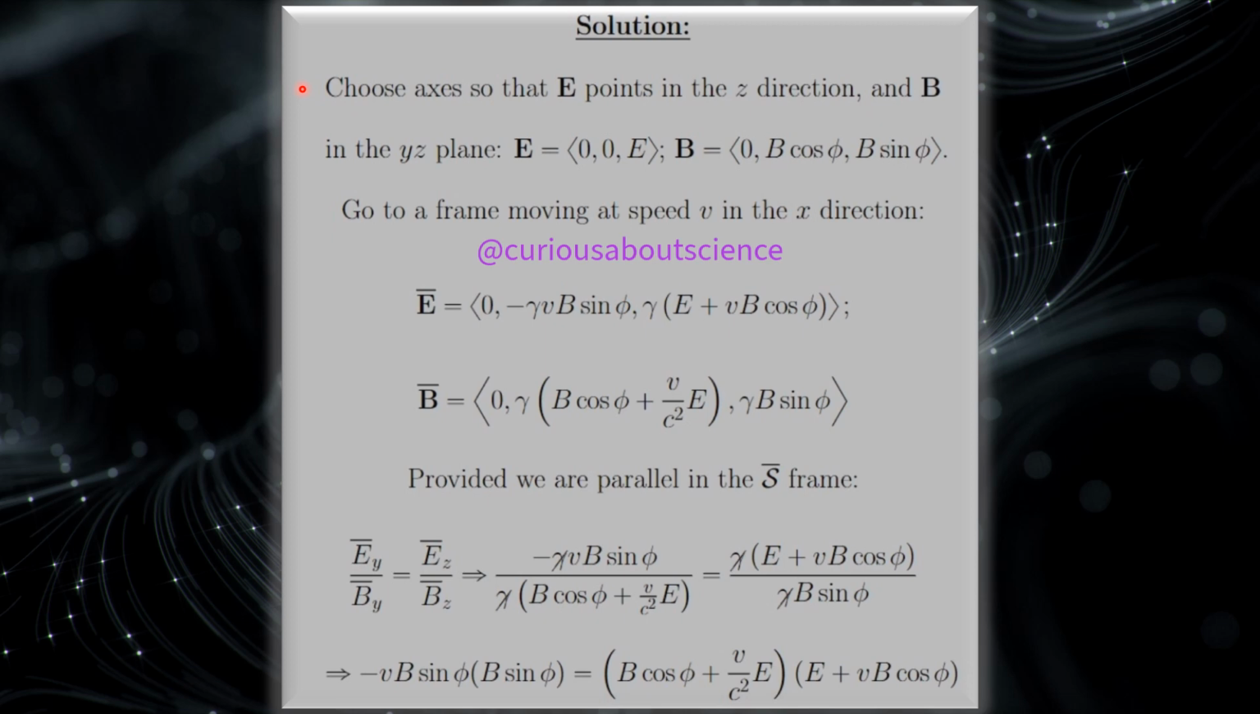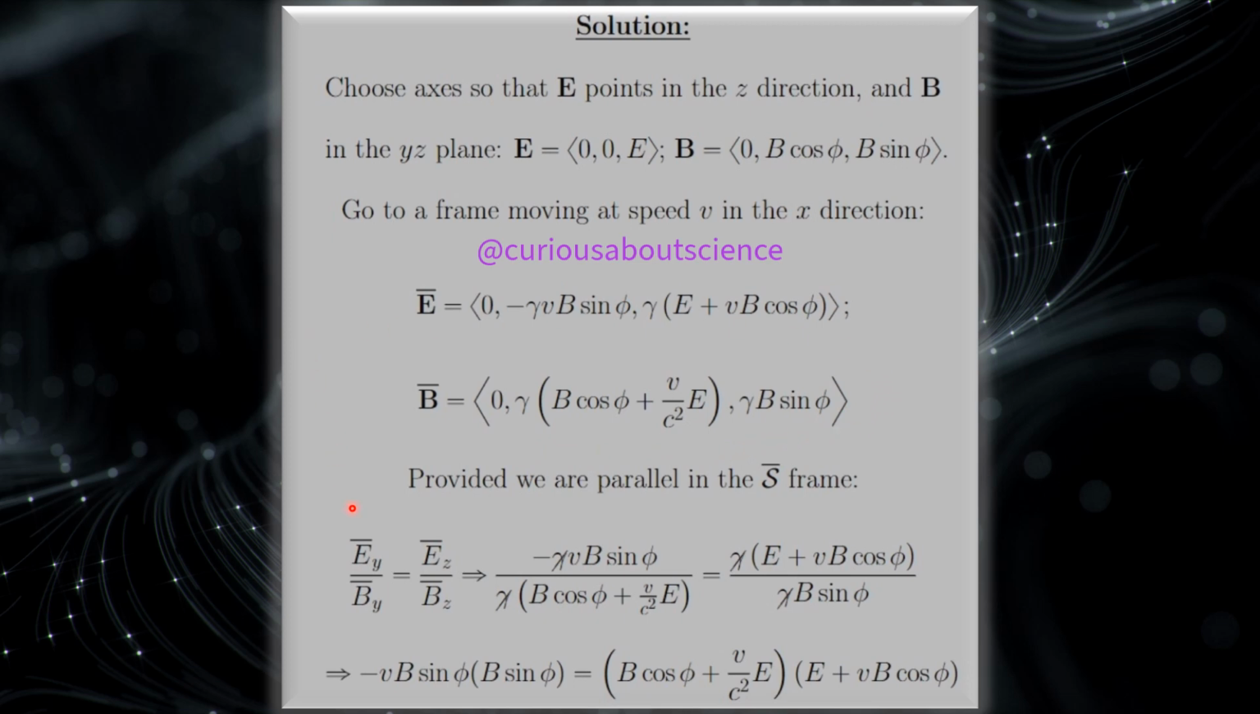So choose axes so that E points in the z direction and B in the YZ plane. Again, neither parallel nor perpendicular, so we have to be somewhat in both. So we see that we have 0, 0, E, and then 0, B cosine phi, B sine phi. So go to a frame moving at speed v in the x direction. Okay, if that's the case, our transformation rules give us this. So we have E bar, B bar with the appropriate transformation rules applied.